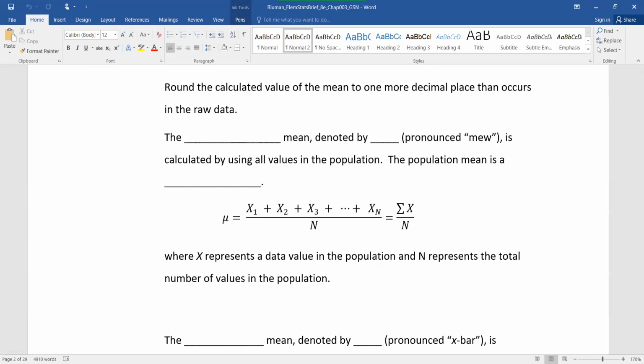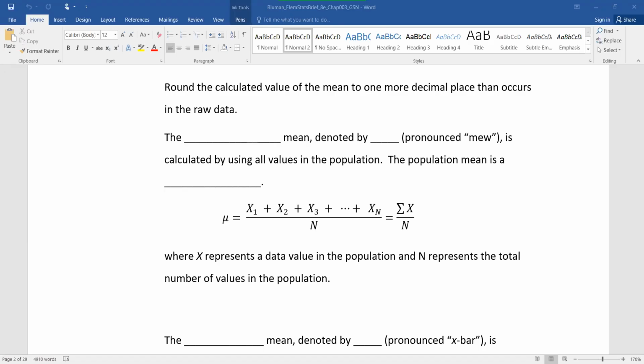All right, so round the calculated value of the mean to one more decimal place than occurs in the raw data. Then we'll add the 0 as a placeholder to tell the reader that that's what we round it to. So basically, if you got the answer of 47.54, you'll just say 47.50, and the reader will know, all right, you are accurate to the 10th place.